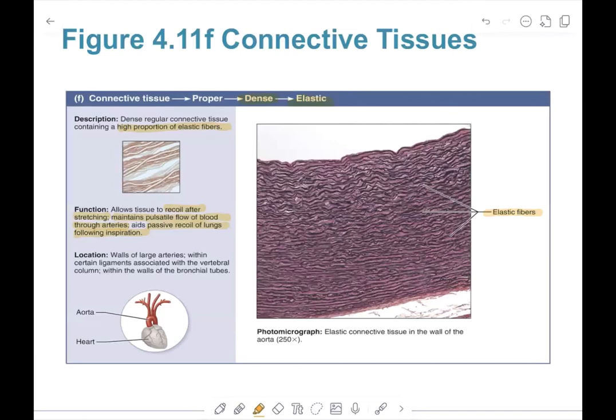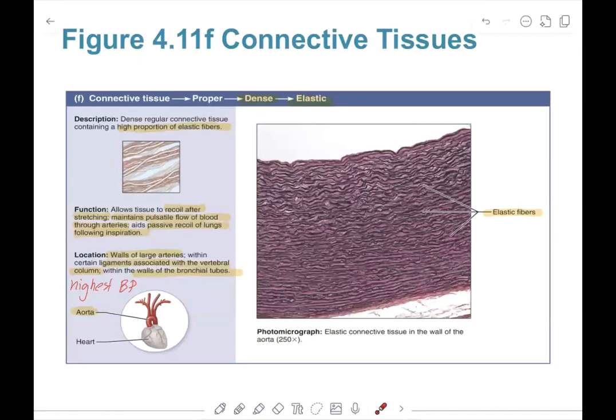So the locations of it are in walls of large arteries, within certain ligaments associated with the vertebral column, and walls of the bronchial tree. So a great place that we see it is in the aorta. After all, the aorta has the highest blood pressure in the body. As soon as the blood comes out of the left ventricle, it's the highest possible pressure. It goes out the aorta. So that aorta needs to respond to very high blood pressures. And a dense, elastic connective tissue is perfect for that.